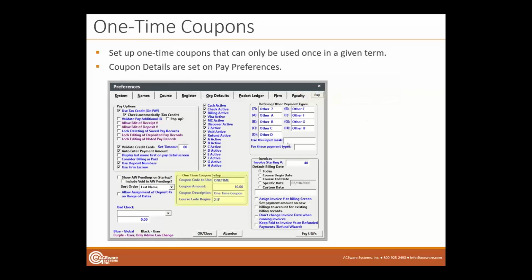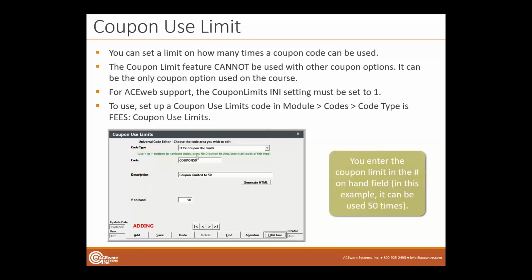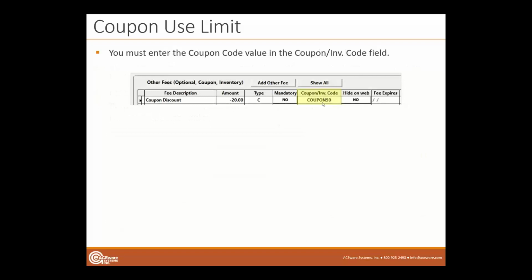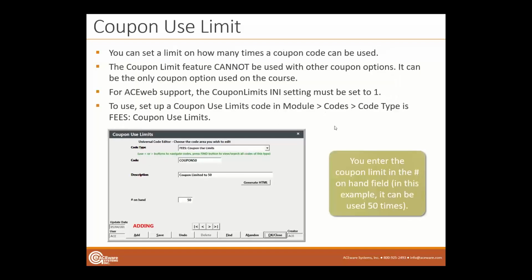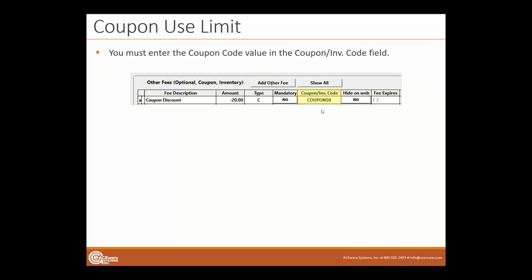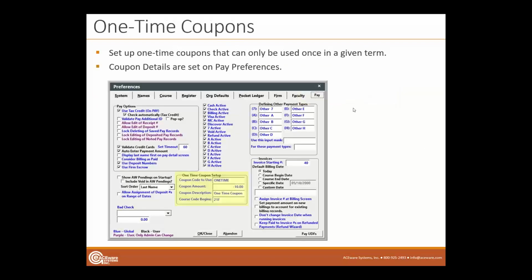Okay, so what its coupon is must be what the code is. So notice how it's coupon 50. That must be what the coupon code is. Must be the same thing as the codes. They must match. I wanted to show that off because it's very important.